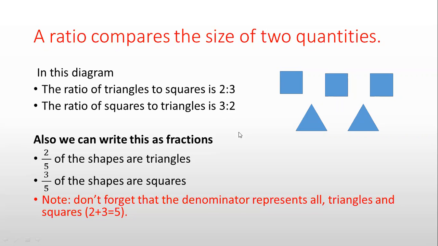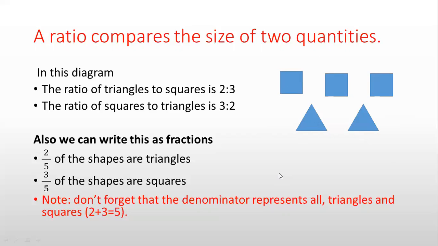Also, we can write the ratio as a fraction. How come? If you need to write the ratio as a fraction, you have to count the total number of shapes you have here. I am not asking about squares alone, or triangles alone. I'm asking about the total number of squares and triangles here. So one, two, three, four, and five.